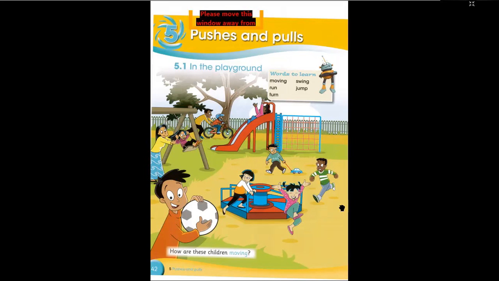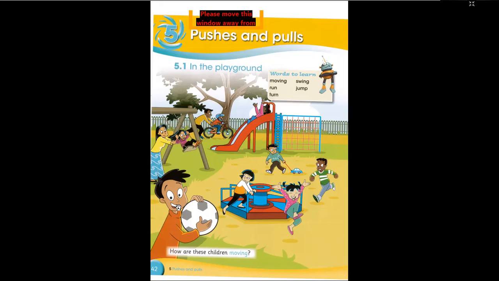Okay, next. This boy is running. So run is also a movement. What is the boy doing? He is running. The girl here is jumping. What is the girl doing? She is jumping. And this girl is moving the swing in a circle. And this boy is catching the ball, stopping the ball from moving. So all of these, they are moving. So we have two forces here. The first one is push and another one is pull.